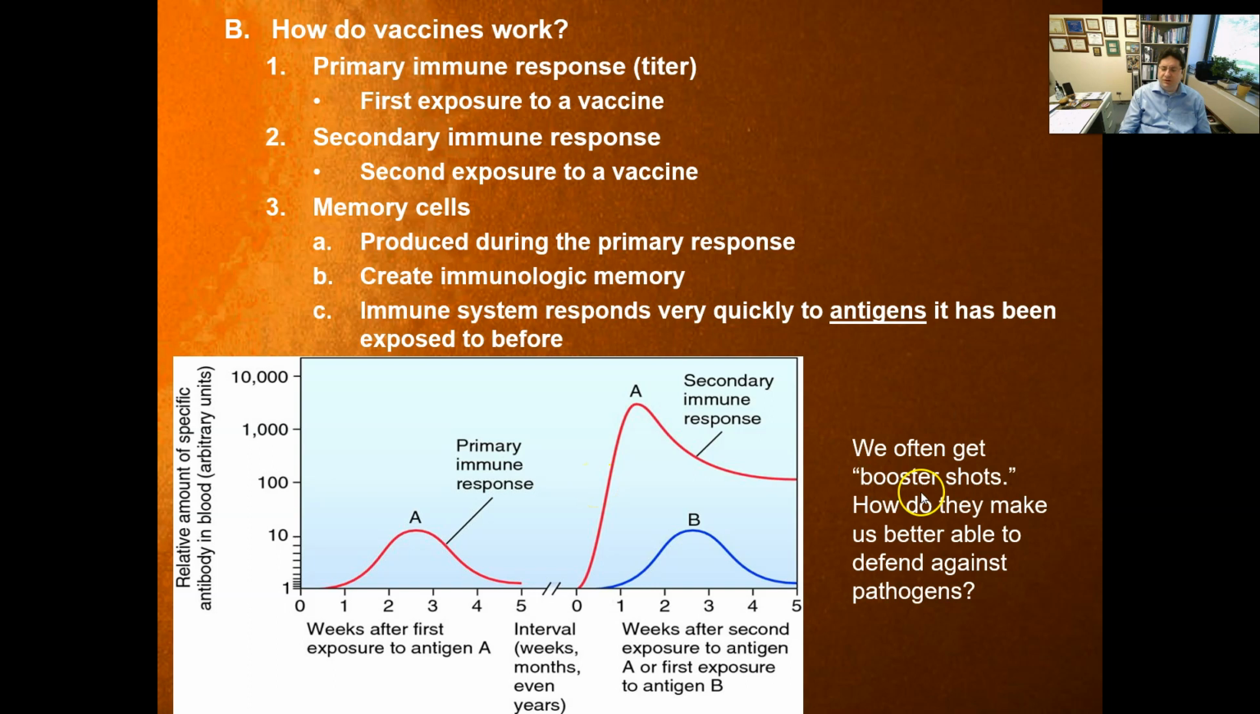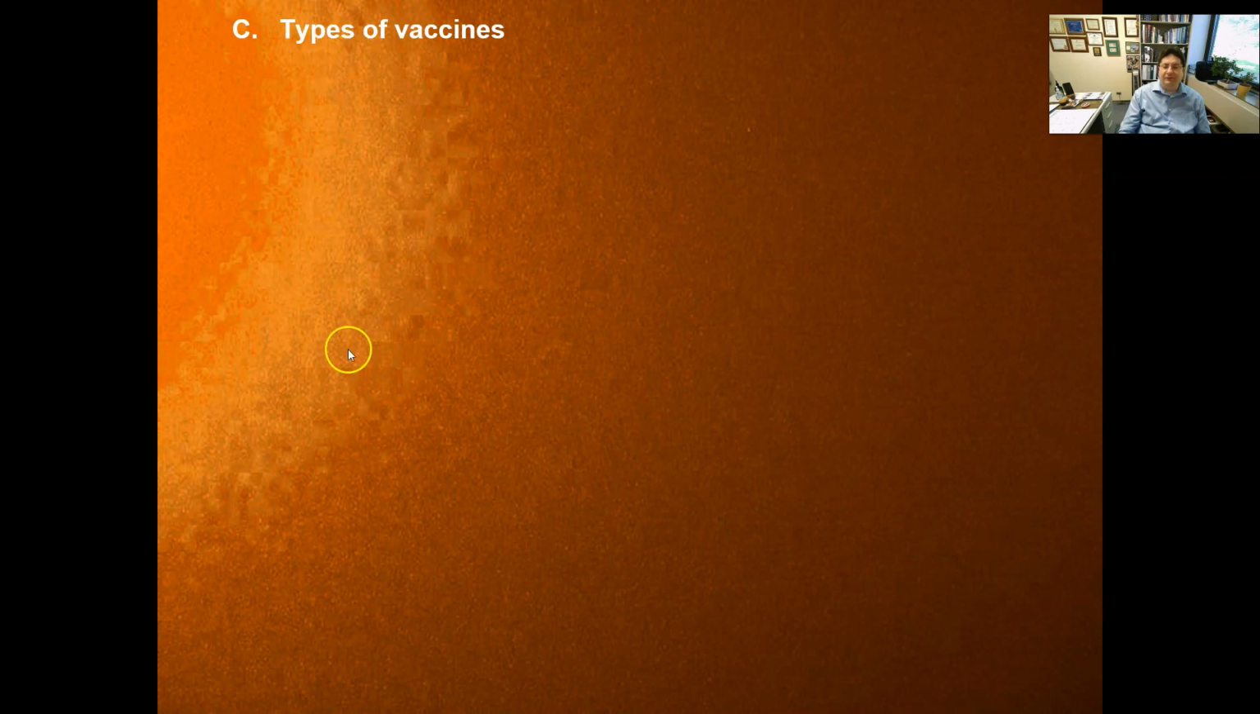When you get a booster shot, you're sort of speeding up that secondary immune response and keeping those antibody levels high. All right? Now, what are different types of vaccines? There are several.